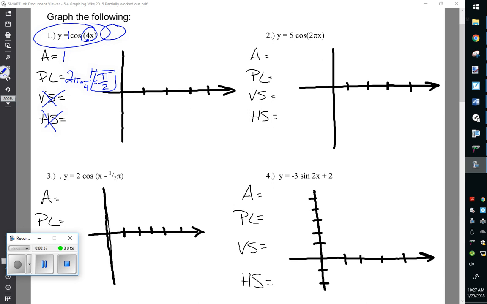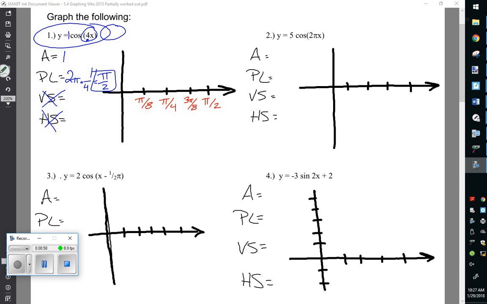So I made my line and my 4 hash marks. I'm going to label the fourth one as pi over 2. This is half of that. So half of pi over 2 is pi over 4. This is half of that. Half of pi over 4 is pi over 8. 1/8, 2/8, 3/8, 4/8, which is a half.